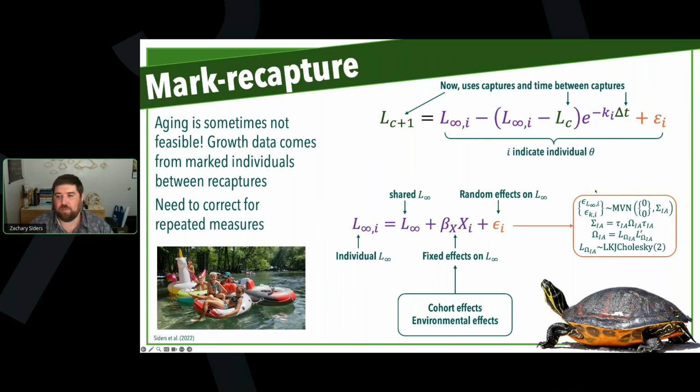And so over here in a little box, we have our vector of random effects for L infinity and K. They come from a multivariate normal distribution, which is centered on 0 and has a covariance. And then we set that covariance up with the Cholesky decomposition. And this allows us to, again, estimate these models and bring in those random effects and deal with the repeated measures, as well as any of the issues that result from individuals being larger than L infinity in their mark recapture time series.